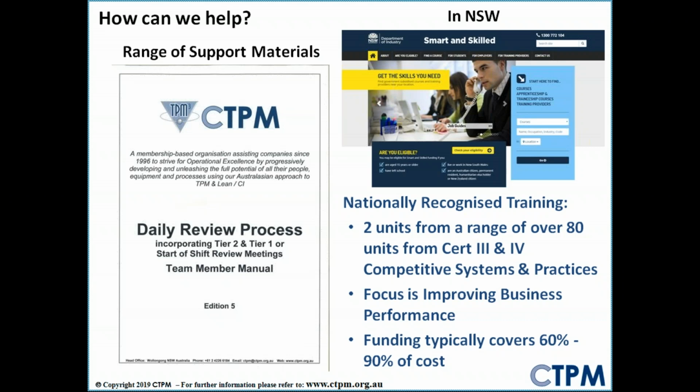And the people who do the work are the best people to get involved and satisfy that 8th waste that our friend Professor Leica identified as unused employee creativity. How do we help? For those in New South Wales, Smart and Skilled funding is still available. So if you want any help, we can get funding, and it becomes a very, very cost-effective way of engaging your people, getting them recognition with a couple of units of the Competitive Systems and Practices qualification, and getting big gains.